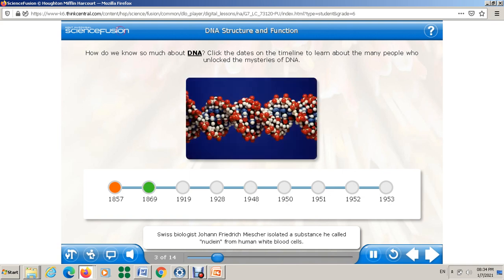Swiss biologist Johann Friedrich Miescher isolated a substance he called nuclein from human white blood cells. We now call that substance DNA.